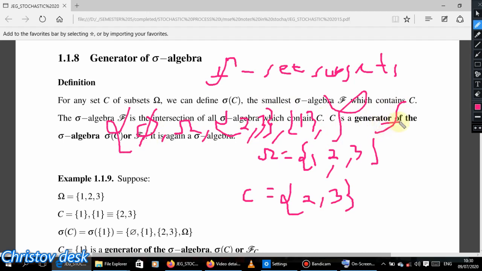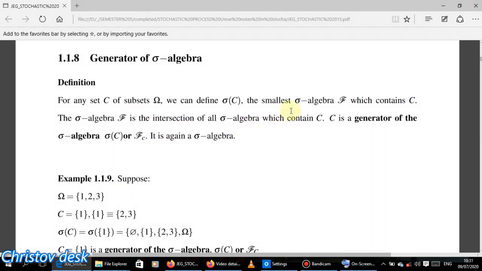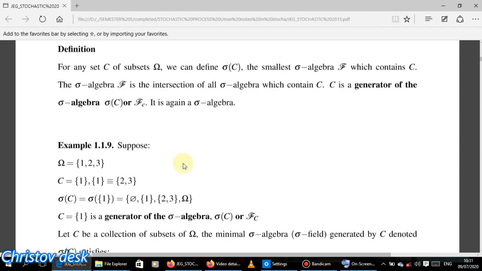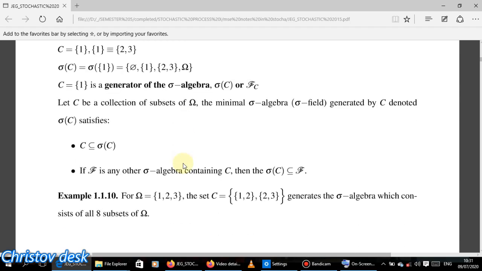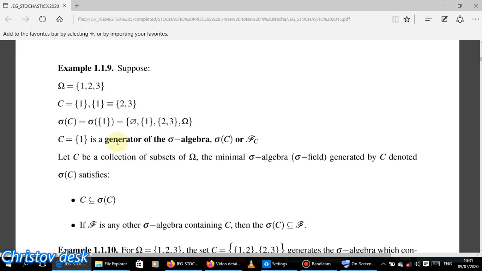And this sigma algebra is generated by what? C. So we denote that by writing sigma of C, to show that the sigma algebra is generated by C. That's the meaning of a sigma algebra generated by C. It is the smallest sigma algebra which contains C. Remember that when we did that, C was inside that sigma algebra. So this is a typical example.